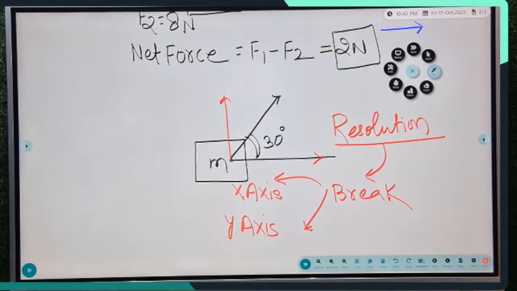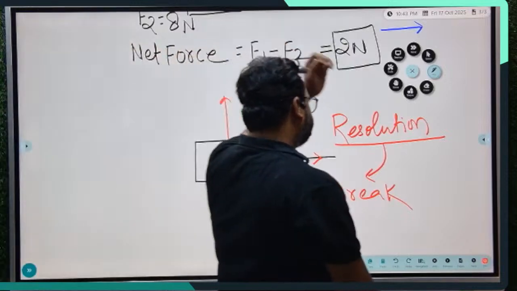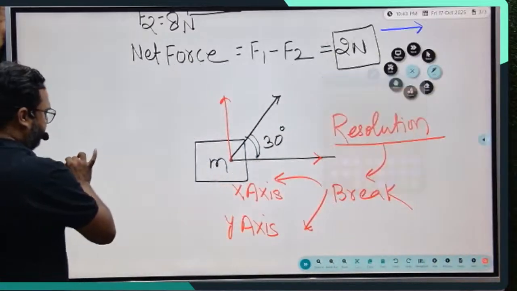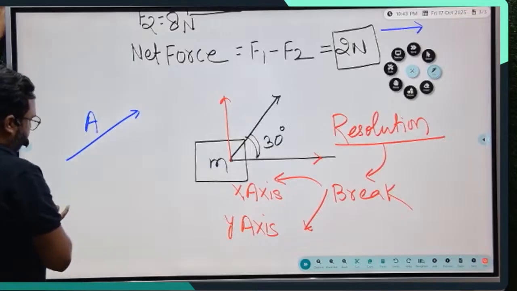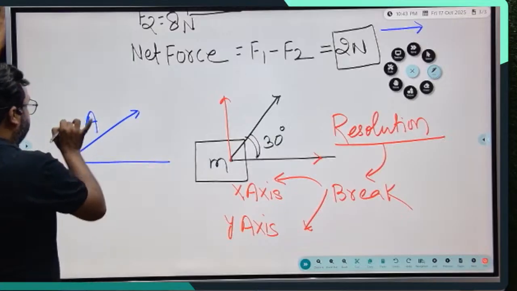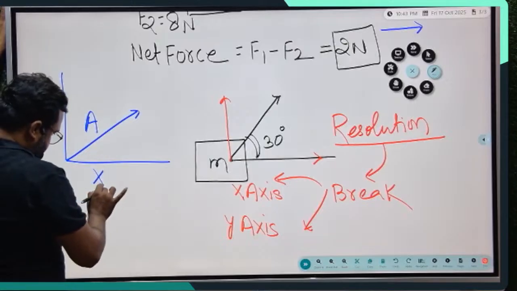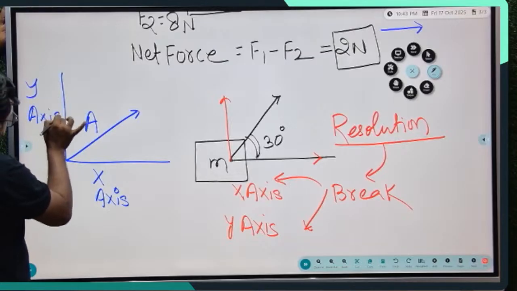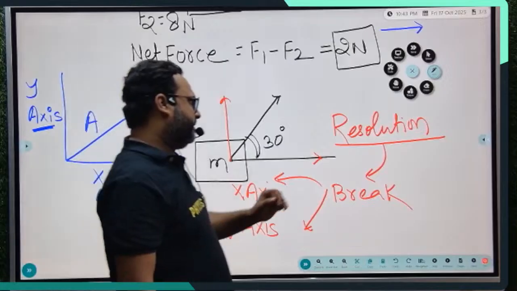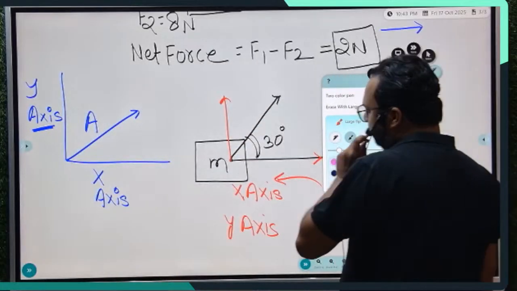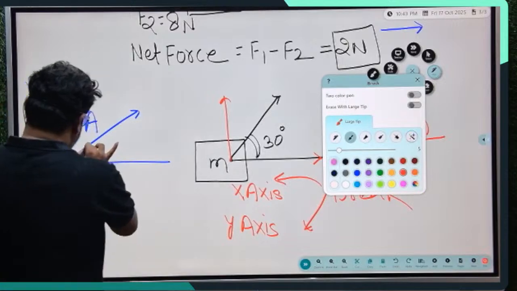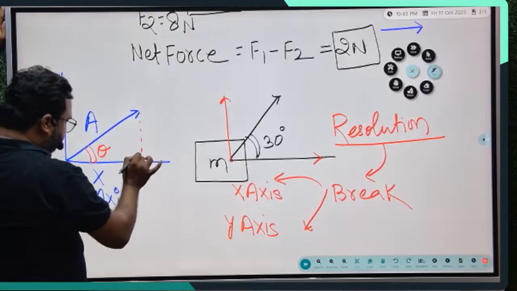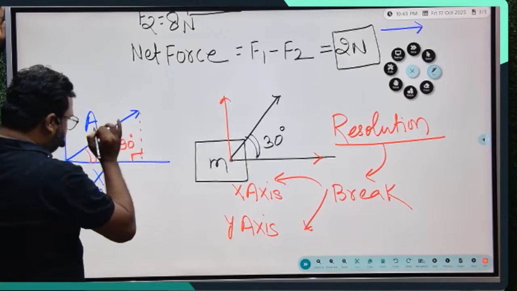In order to resolve the force, observe this condition. Suppose we have vector A. We want to split this vector along x-axis as well as y-axis. So this is x-axis and this is y-axis. If this angle is given theta degree, you can move this y-axis here. We have 90 degree.